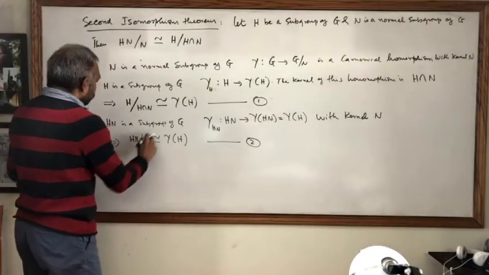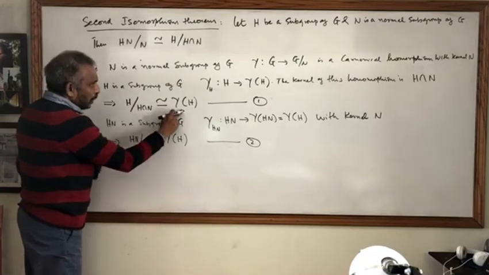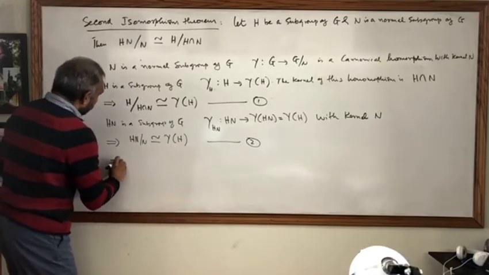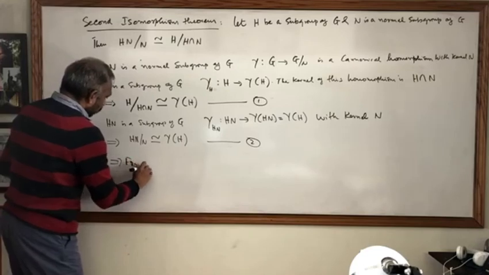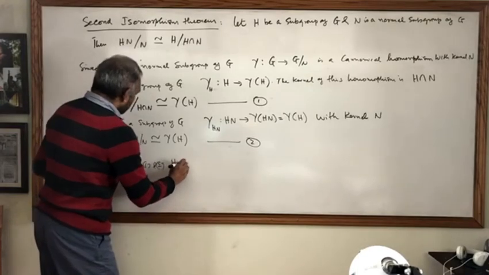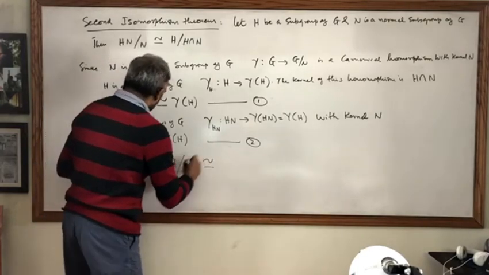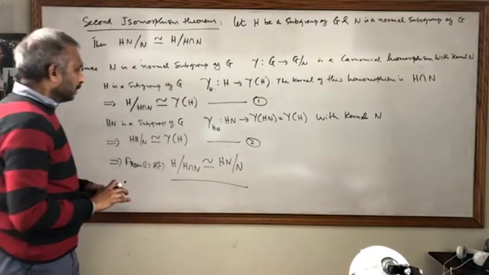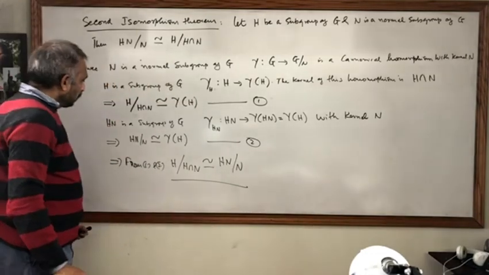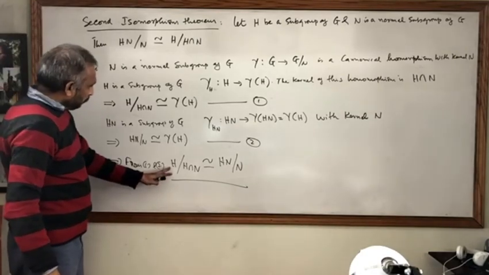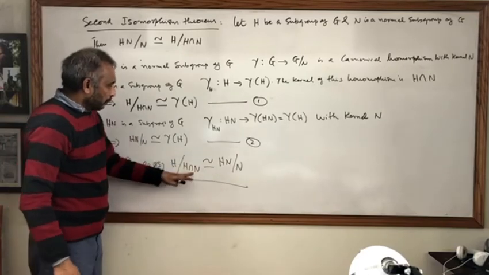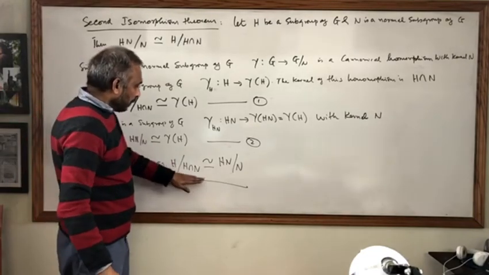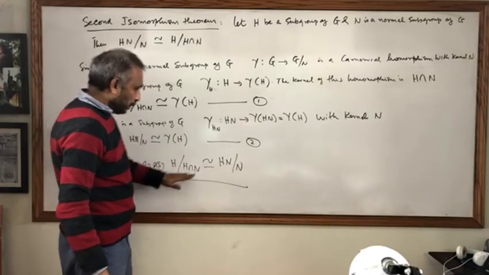So when we combine these two together, this is isomorphic to gamma of H, and this is also isomorphic to gamma of H, so this is isomorphic to this. That implies from 1 and 2, H over H intersection N is isomorphic to HN over N, and that is the second isomorphism theorem. Now we found that these two factor groups are isomorphic. So let us find the isomorphism, the actual function which goes from here to here or here to here.